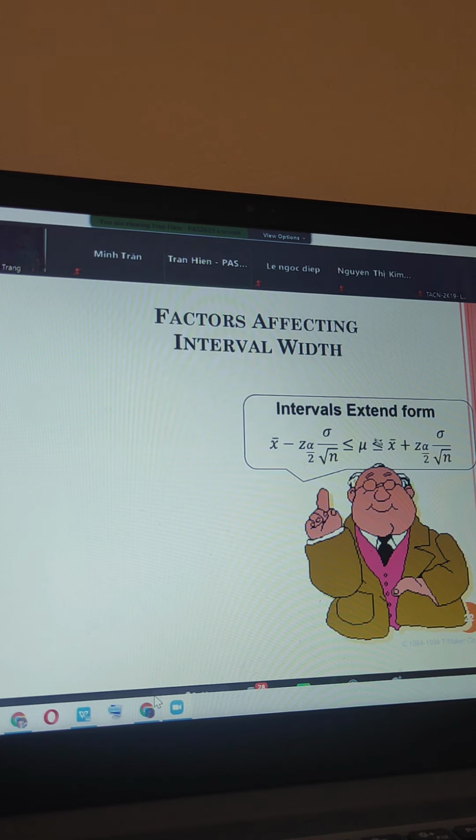Now, when you look at the form of the interval, the interval extends from x bar minus z times the standard error to x bar plus z times the standard error. So can you get the factors affecting the interval width? When you look at the form of the interval, can you guess what the factors affecting interval width are?